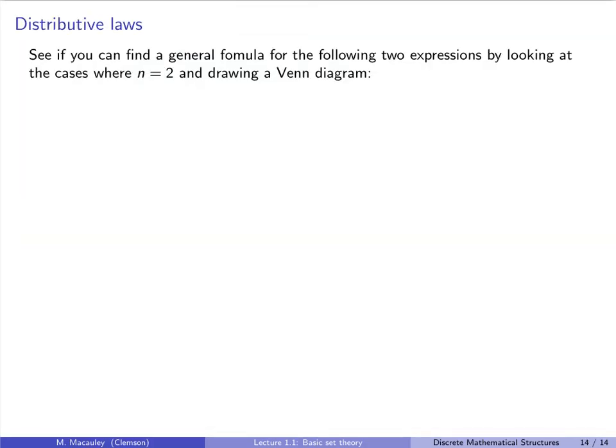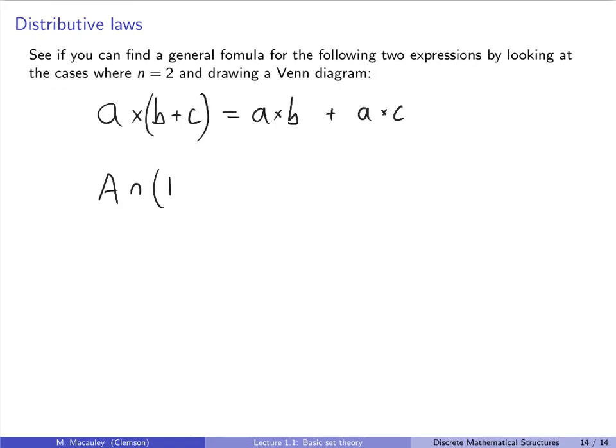Finally, we come to the distributive laws, which tells us how 2 different binary operations interact together. So, for example, if we multiply A times B plus C, obviously, we need parentheses in here. And this is equal to A times B plus A times C. Similarly, if we have sets, we write A intersect B union C, or A union B intersect C.